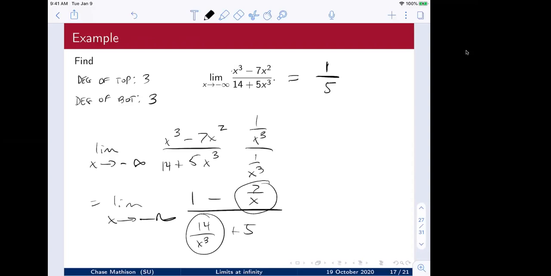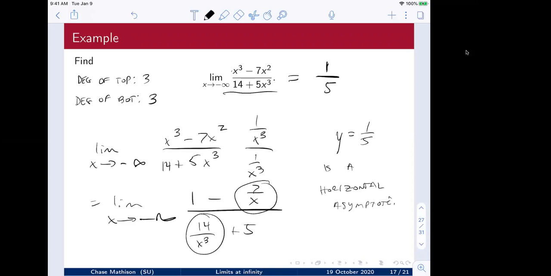So that tells us then that this rational function has a horizontal asymptote, by the way, at y equals 1/5. Okay.